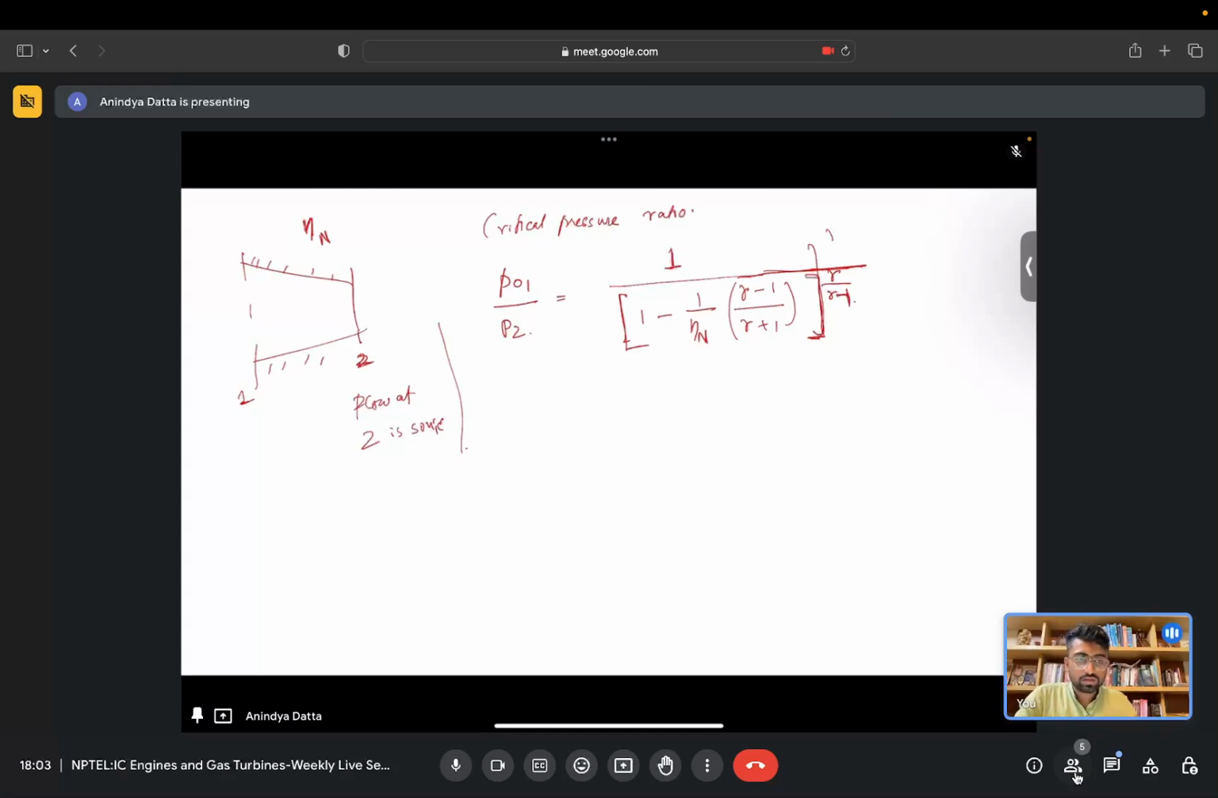So just to repeat, the critical condition means that the nozzle is choked at the exit, and the flow velocity at the exit of the nozzle is equal to the speed of sound. In that case the critical pressure ratio is given by this, and the critical temperature ratio is given by this: T0 by T2 equals gamma plus 1 by 2. Okay, all right.